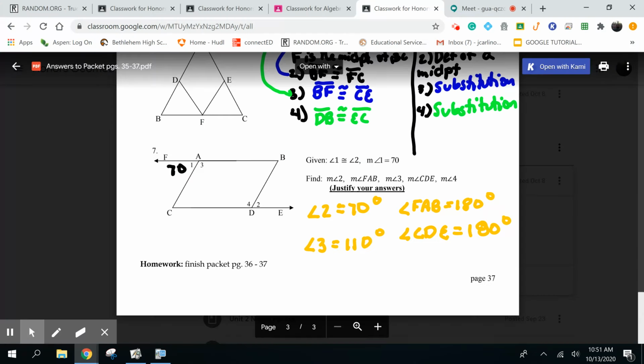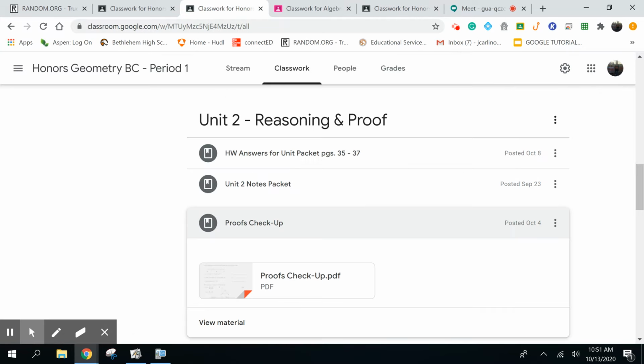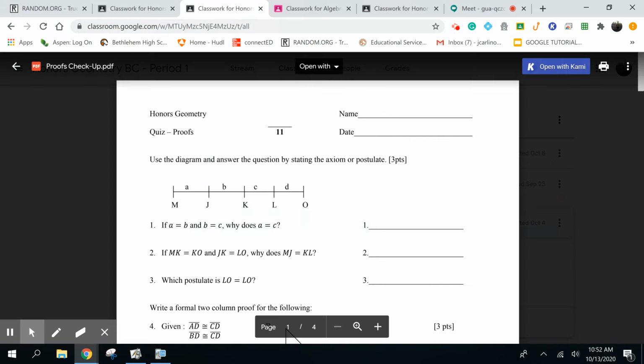Please remember, if you ever want a little more extra practice, remember on Classroom, I put under Unit 2, proofs checkup. Just a couple extra ones. These shouldn't be too tough for you. But here's what I'm talking about.